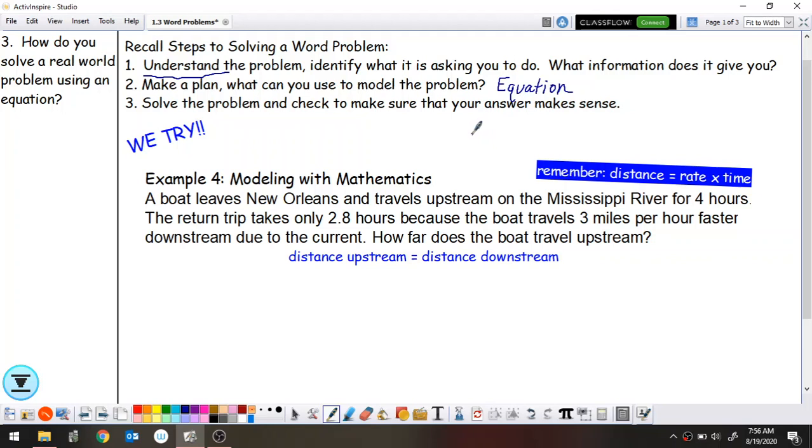So let's take a look at example 4. We have a boat that leaves New Orleans and travels upstream on the Mississippi River for 4 hours. So I'm going to make a note that the time, because that's what 4 hours is, time upstream is 4 hours. The return trip only takes 2.8 hours because the boat travels 3 miles per hour faster downstream due to the current. So in that second sentence, we're given the time downstream.